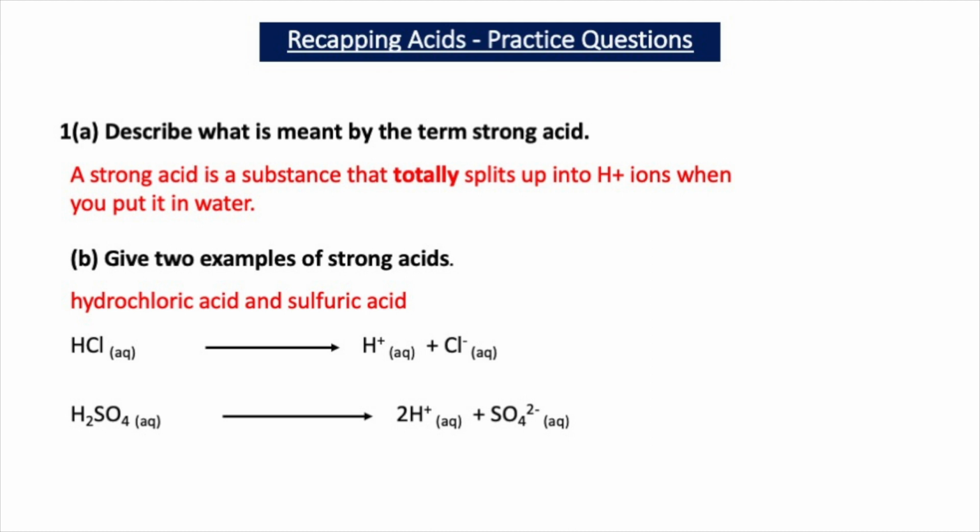Now, for question 1B, you're asked to give two examples of strong acids. So you could say hydrochloric acid or sulfuric acid or nitric acid. And I've shown you here the equations to prove that hydrochloric acid and sulfuric acid are strong acids, because you'll notice that they totally split up into H+ ions when you put them in water. And notice that it's a single arrow. It's not reversible because every hydrochloric acid molecule and every sulfuric acid molecule totally splits up into H+ ions when you put it in water, and they don't rejoin to reform the acid.